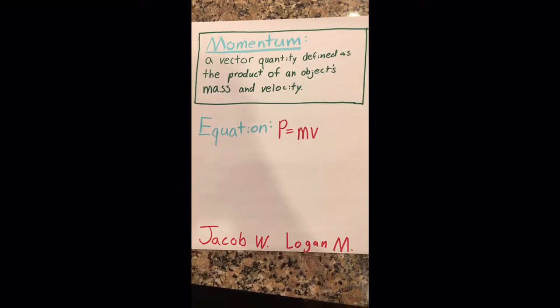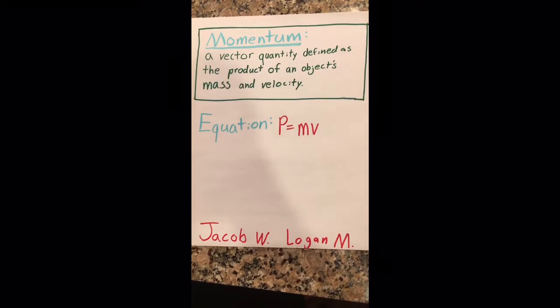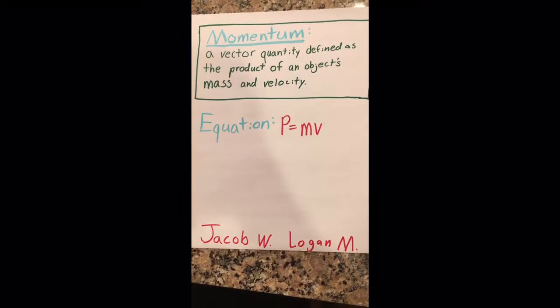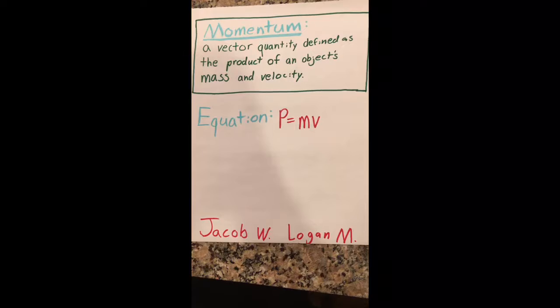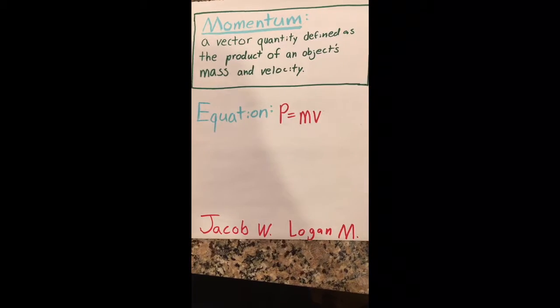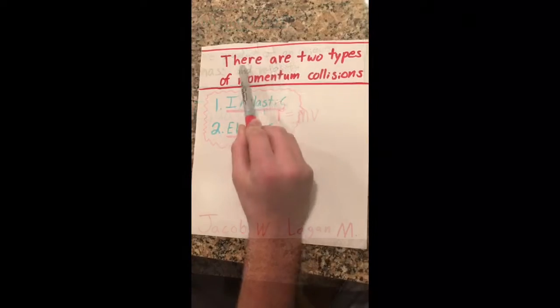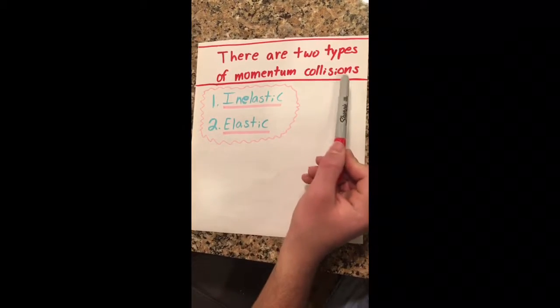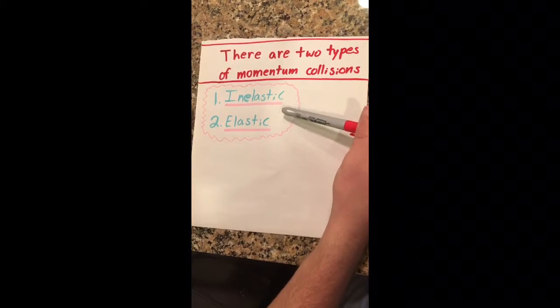Momentum is a vector quantity defined as the product of an object's mass and velocity. Its equation is P is equal to mv, as in mass times velocity. There are two types of momentum collisions, inelastic and elastic.